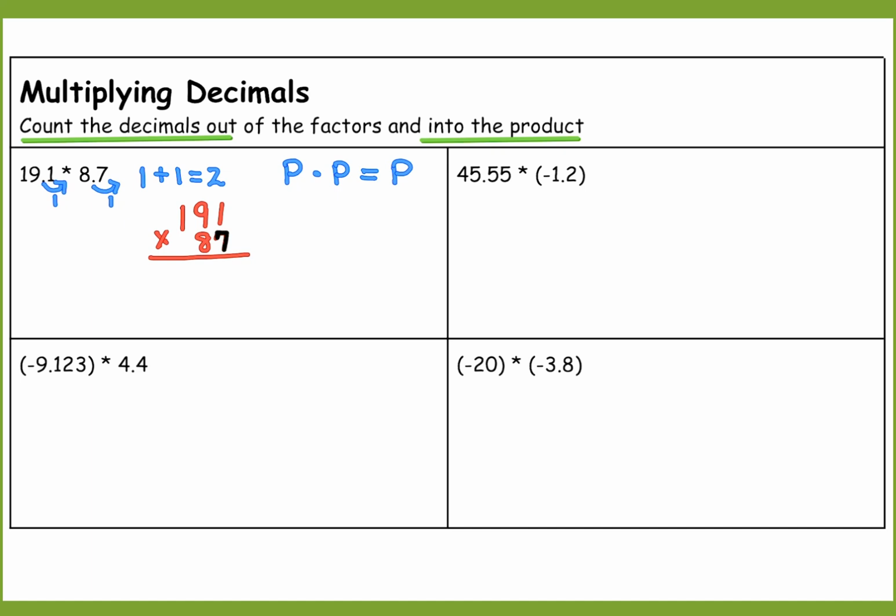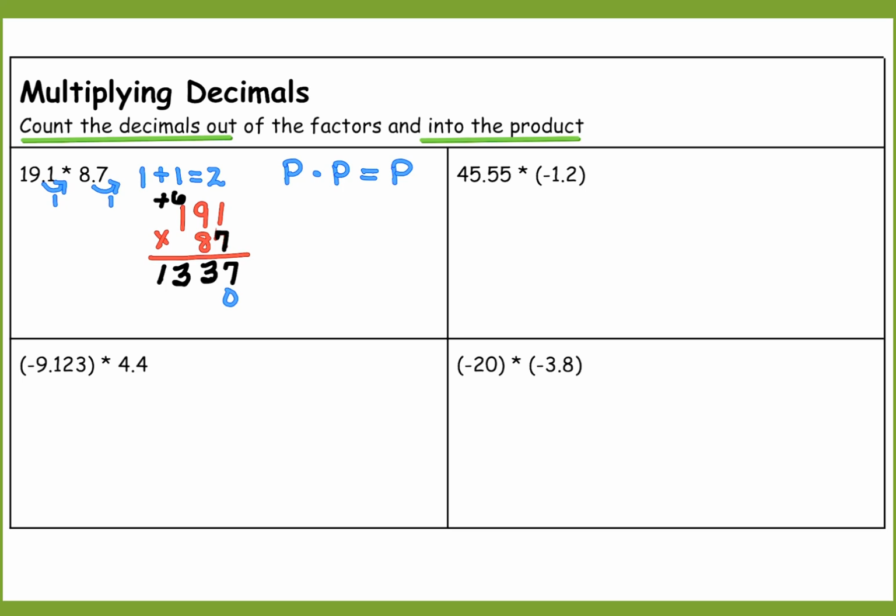7 times 1 is 7. 7 times 9 is 63. So we're going to write the 3, and we're going to write plus 6 here at the top. 7 times 1 is 7, plus 6 is 13. So 191 times 7 is 1,337.